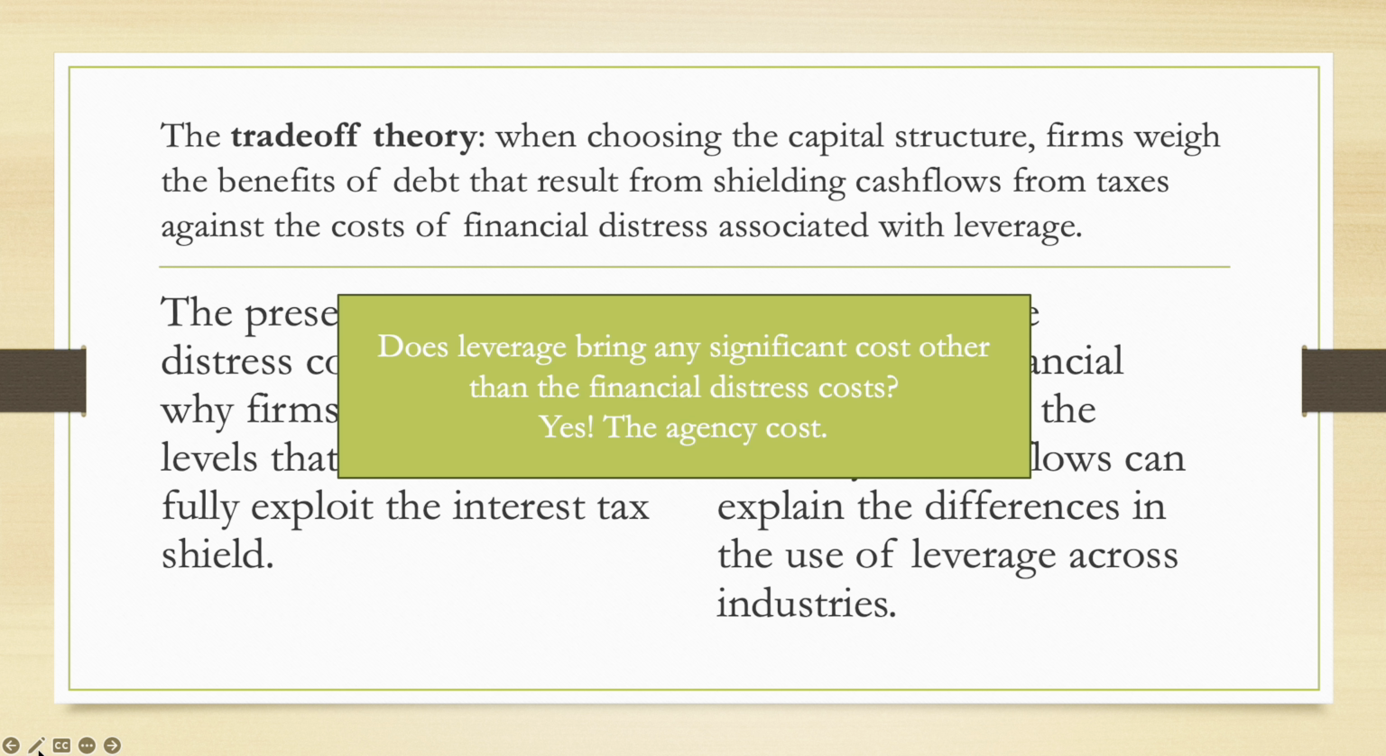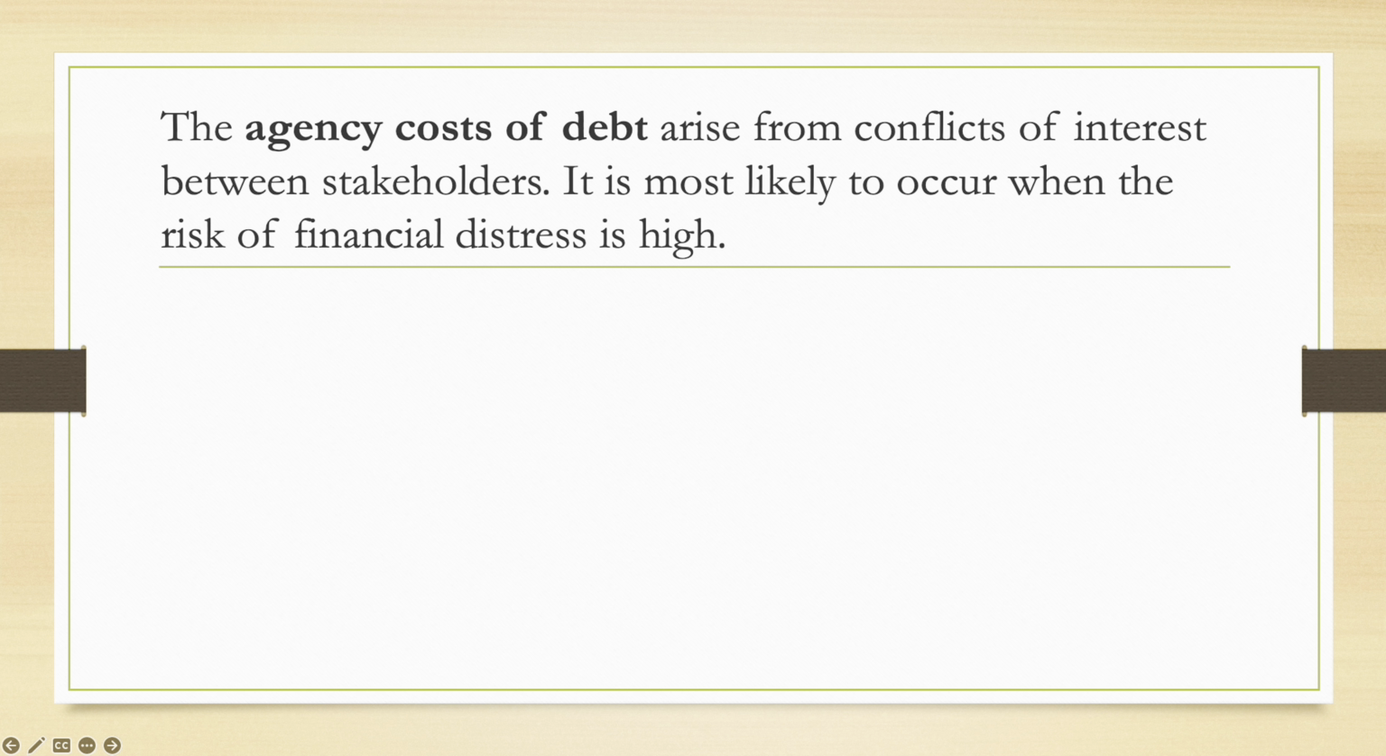Does leverage bring any other significant cost other than the financial distress costs? Yes, the agency cost. When a firm has leverage, a conflict of interest exists if investment decisions have different consequences for the value of equity and the value of debt. The agency costs of debt arise from conflicts of interest between stakeholders. It is most likely to occur when the risk of financial distress is high. And when a firm faces financial distress, shareholders can gain from decisions that increase the risk of the firm sufficiently.